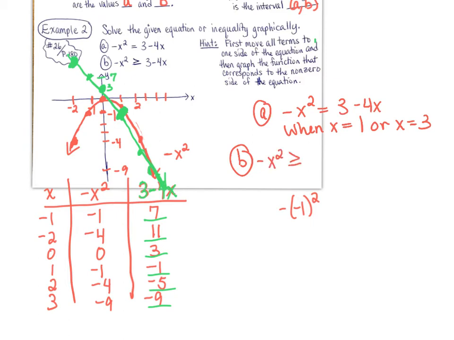-x² is greater than or equal to 3 minus 4x. When do we have -x² is greater than or equal to 3 minus 4x? For what part of the graph do we have that? The x value is one and three again. Only 1 and 3? And 2? So you're saying only at 1, 2, and 3?